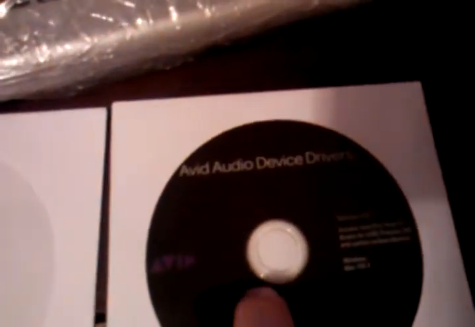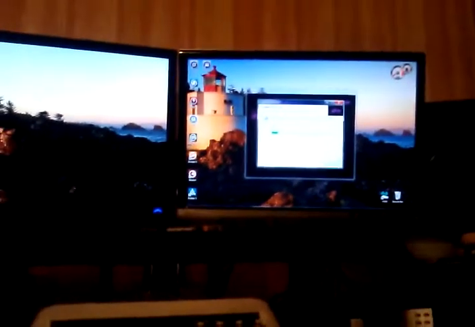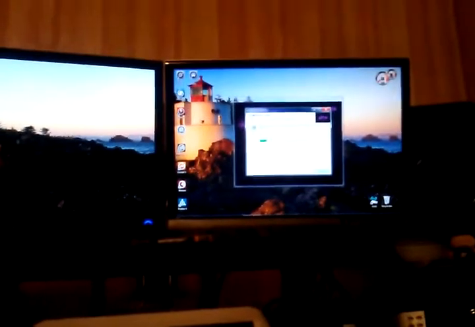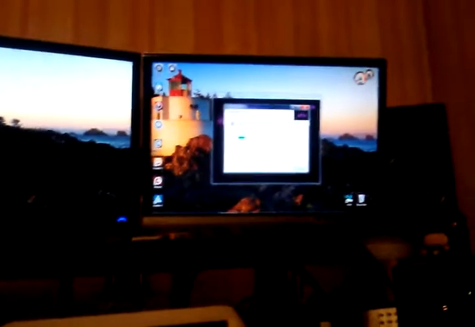I got the Avid audio drivers, and I got the Protools 11, which is in my computer right now. I tried to download the software many times. I talked to Avid about it. They took care of me for free, but usually you gotta pay like $75 to contact them. If you don't wanna pay the $75, you get the CD.